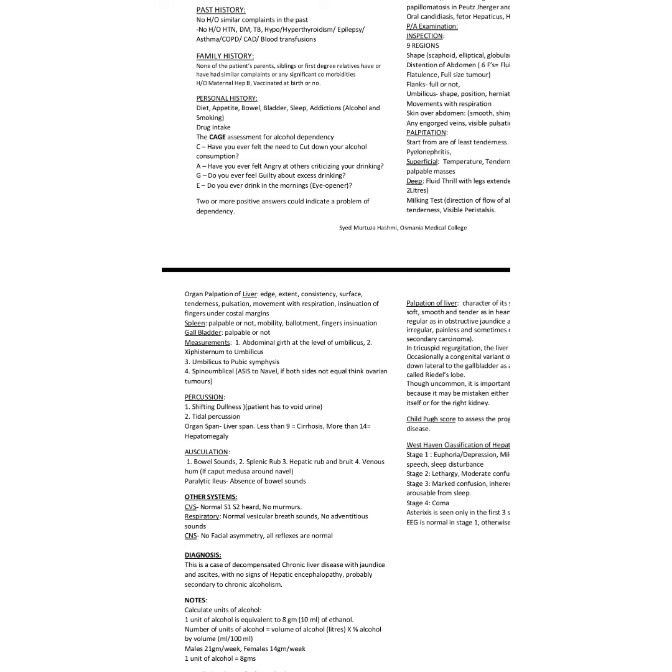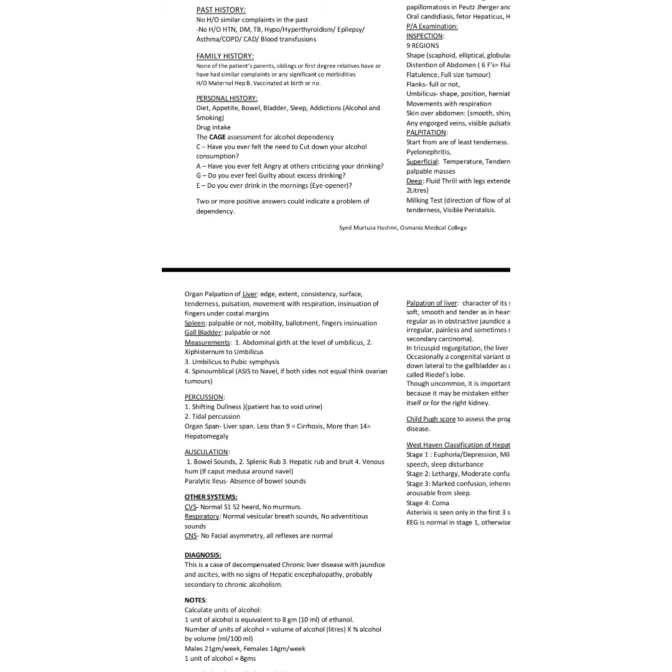And gallbladder, palpable or not. And you need to do measurements. Abdominal girth, you need to measure at the level of the umbilicus. So you need to test for the progression of the ascites. And then you need to measure the xiphisternum to the umbilicus and umbilicus to the pubic symphysis distance.